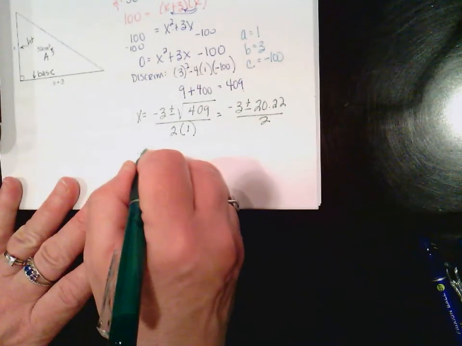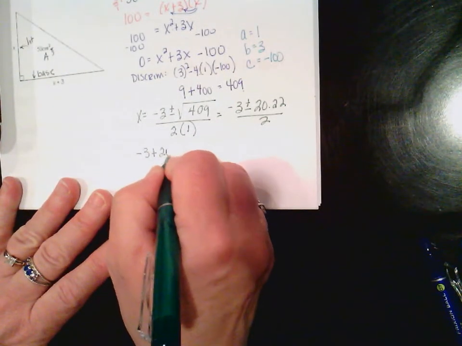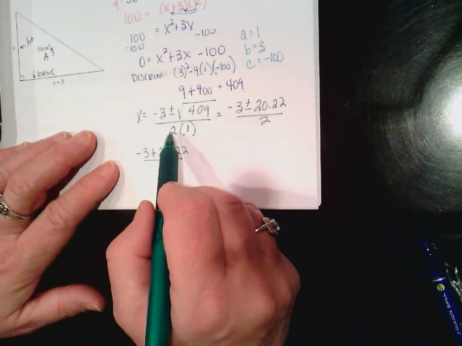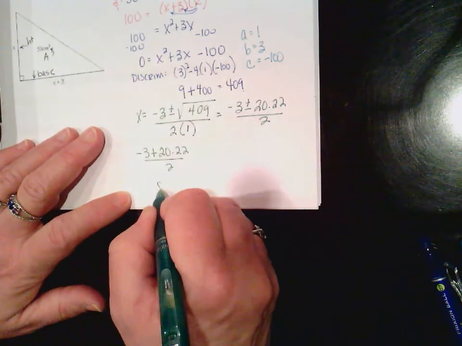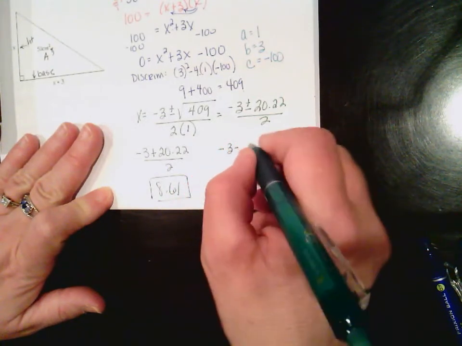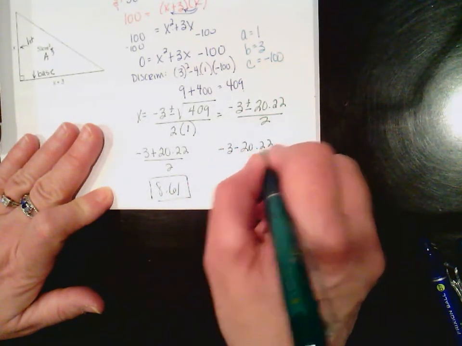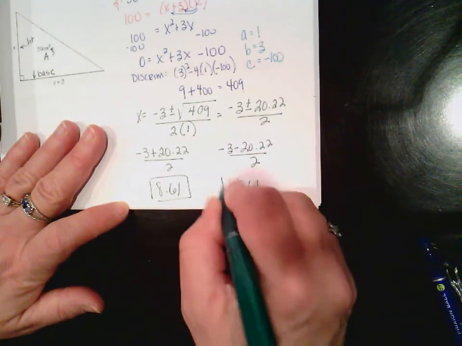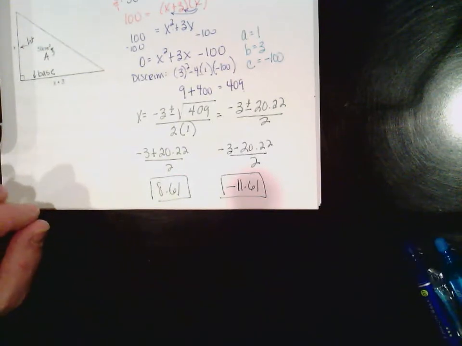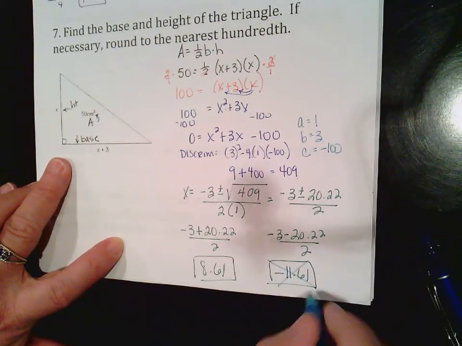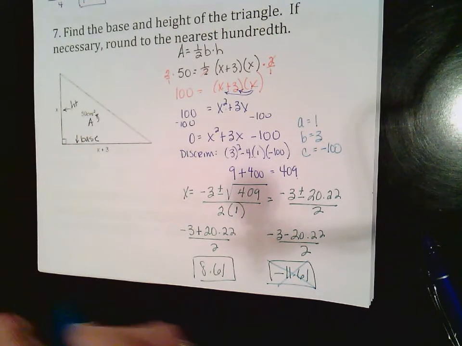The first one's going to be negative 3 plus 20.22 over 2. If I take negative 3 plus 20.22 over 2, I'm going to get 8.61. That's one possible solution. The other is negative 3 minus 20.22 over 2. And if I plug that in, I get negative 11.61 is a possible solution. The problem is we are measuring the side of a triangle, and I can't have a negative measurement of the side of a triangle, so that's an extraneous solution. I'm going to cross that one out.